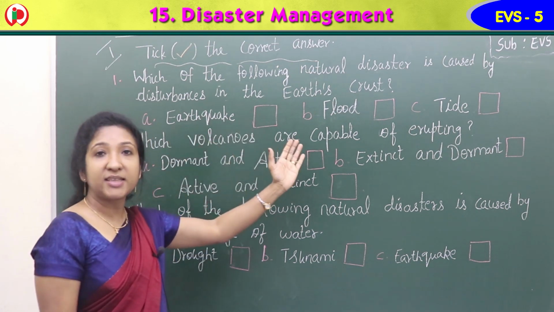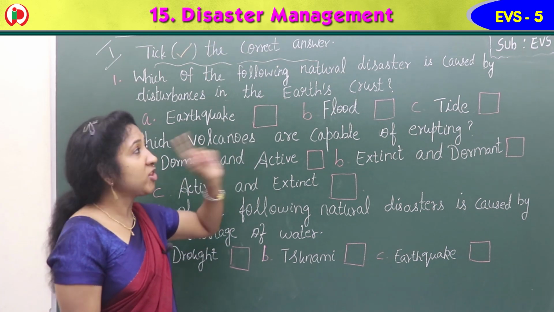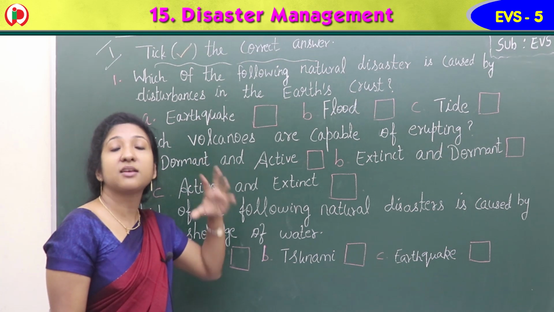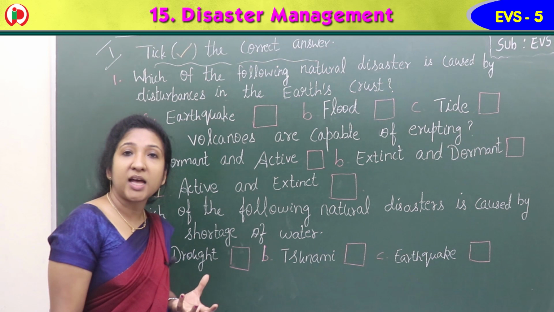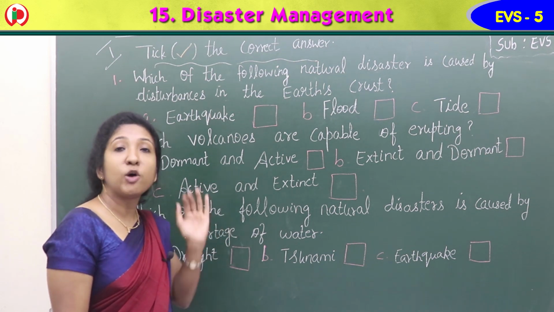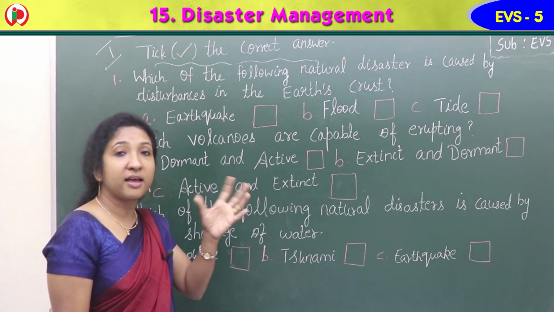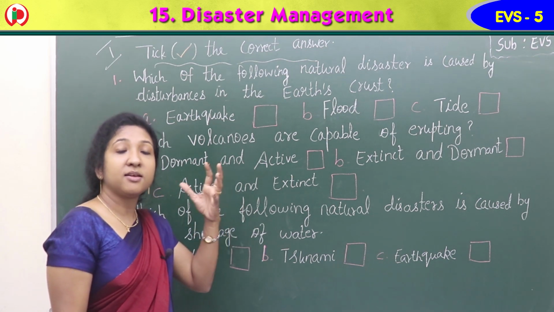These are all natural disasters only. Earthquake, flood, tide. Among these, which natural disaster is caused by the disturbance in the earth crust? Means the deep layers of earth. Layers of earth are, earth means what? Earth is made up of 3 layers. The outer layer is crust layer. It's made up of rocks. Movement of rocks are going on there.